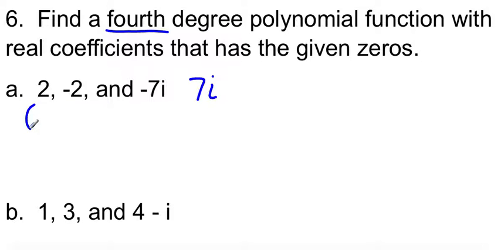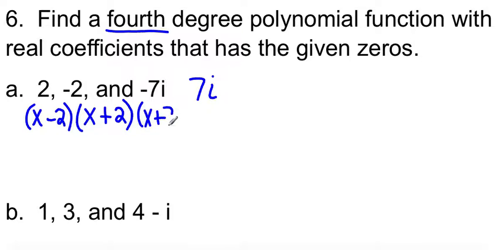If a zero is 2, that factor is x minus 2. If a zero is -2, that's x plus 2. If a zero is -7i, that's x plus 7i. And if a zero is 7i, that's x minus 7i. Okay, so from our zeros, we get our factors. So now all we have to do is remember they wanted real coefficients, so we need to FOIL this all out and make it look pretty.